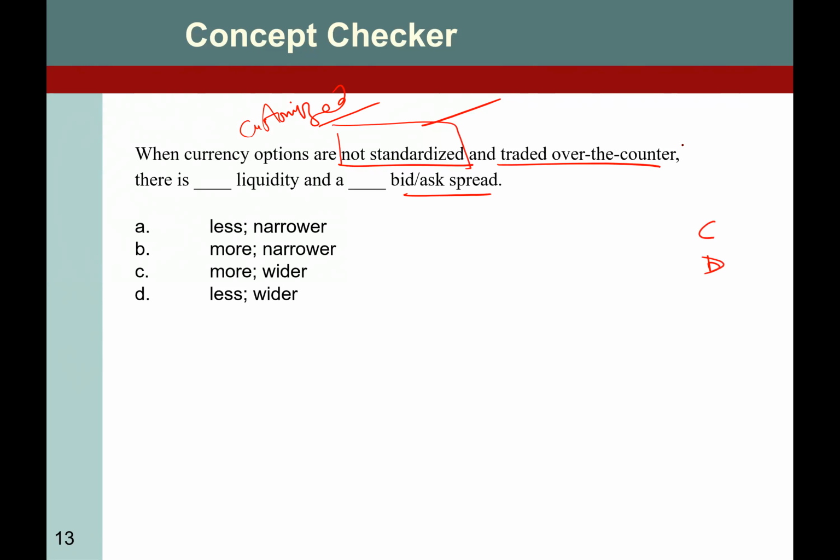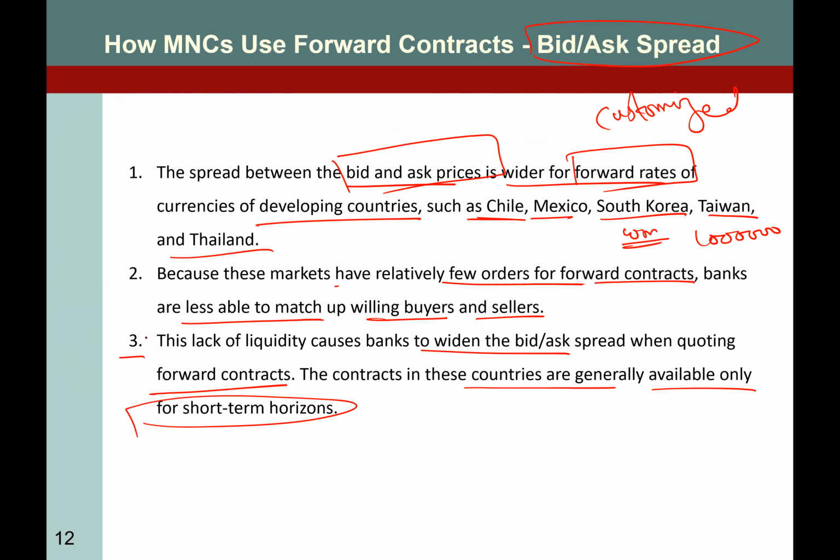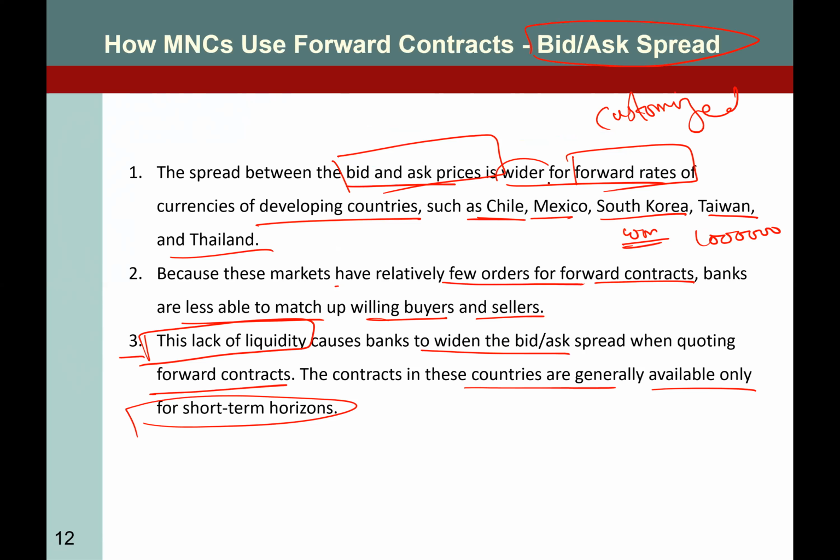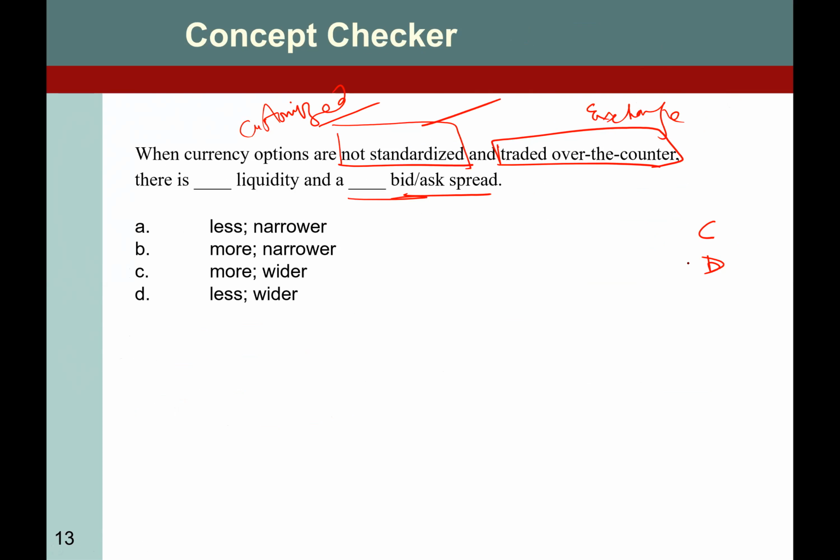and traded over the counter. They are not traded on exchange. So it means there is less liquidity, okay? We just talk about here the lack of liquidity, right? And bid-ask spread is wider. We just talk about here in this point. Wider bid-ask spread. Understand? So the answer is D, not C. Okay? So over-the-counter customized items, they always have less liquidity and their bid-ask spread is always wider.